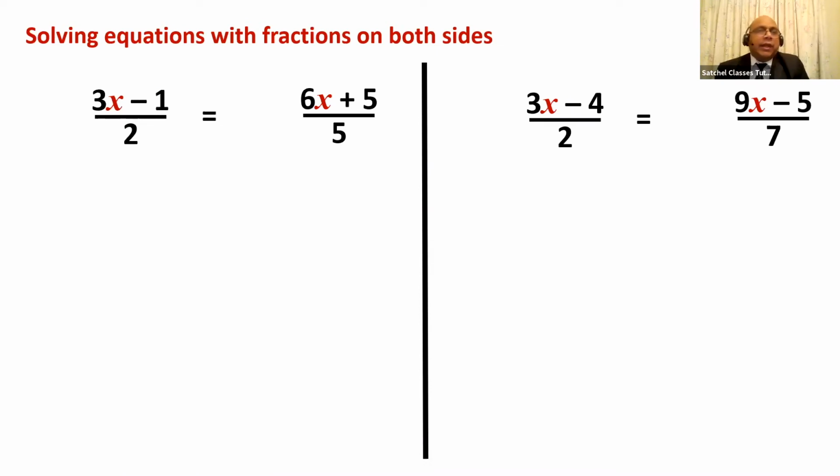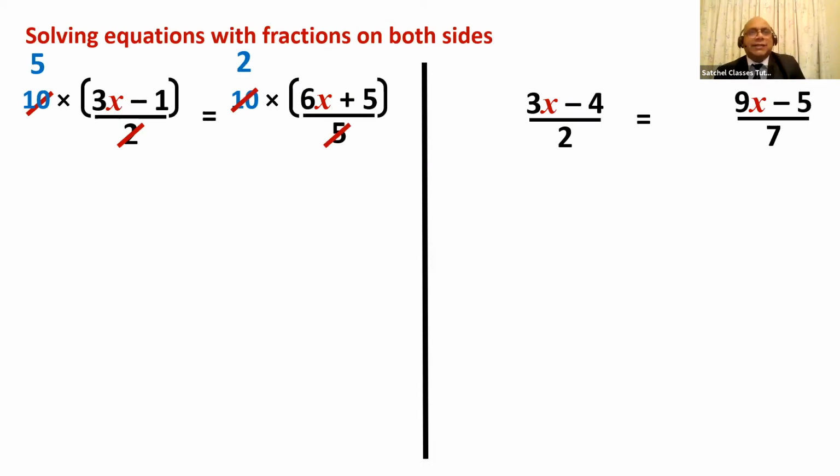Now, we have a denominator of 2 on the left-hand side and a denominator of 5 on the right-hand side. The thumb rule for such an equation is to find the LCM of both the denominators. So what's the LCM of 2 and 5? It is 10. So the first step should be to multiply by 10, which is the LCM of the denominators, on both sides of the equation. Why do we do that? You'll know now. On the left, 10 divided by 2 is 5. And on the right, we have 10 divided by 5, which is 2.